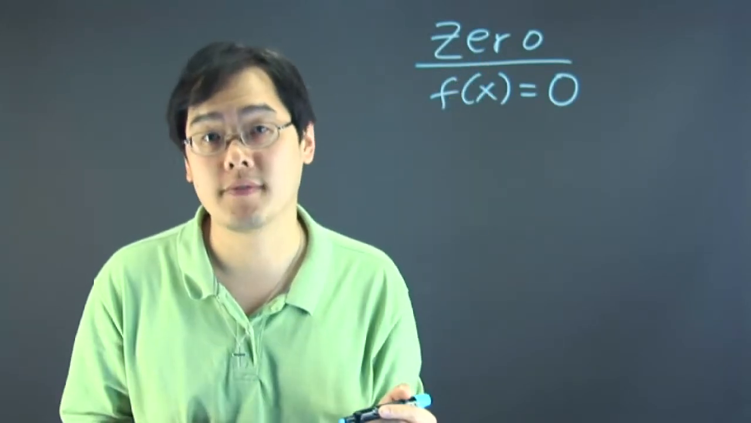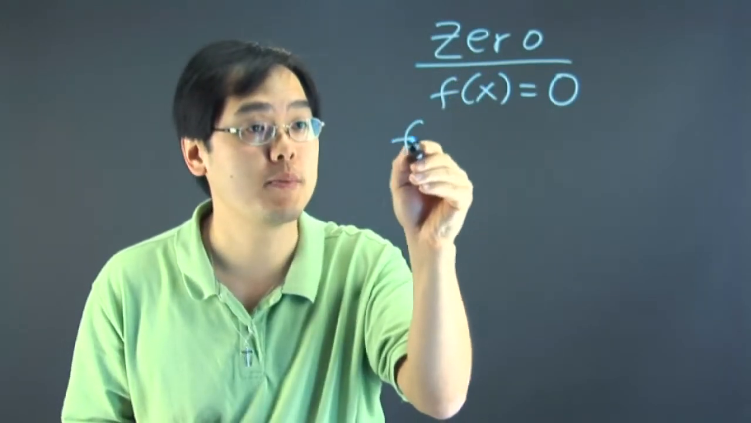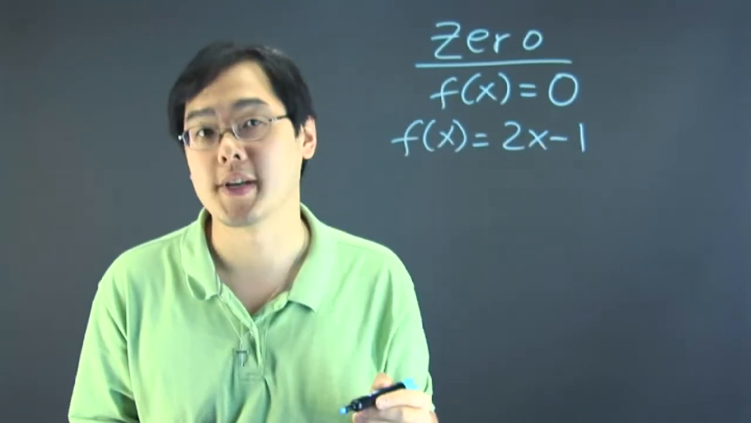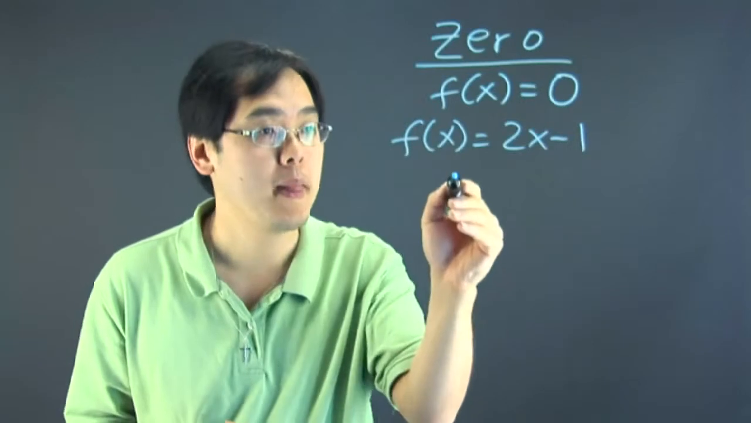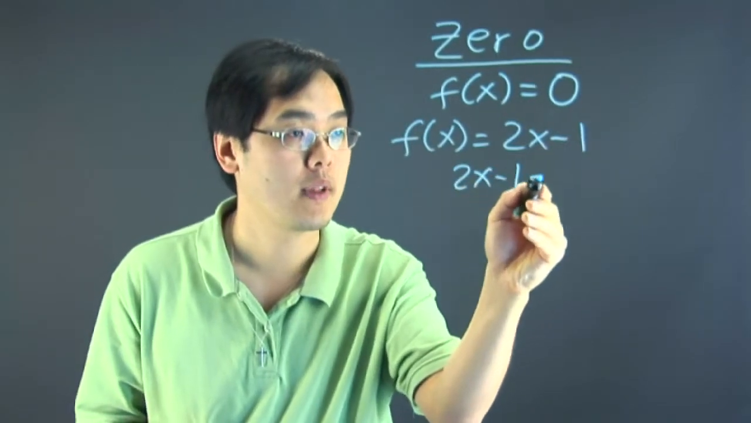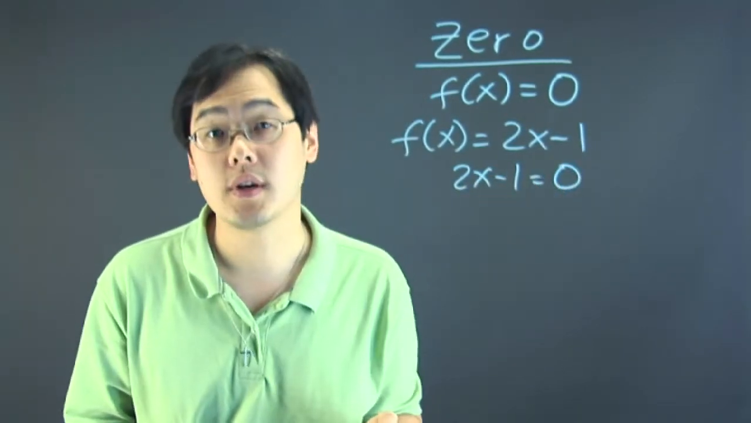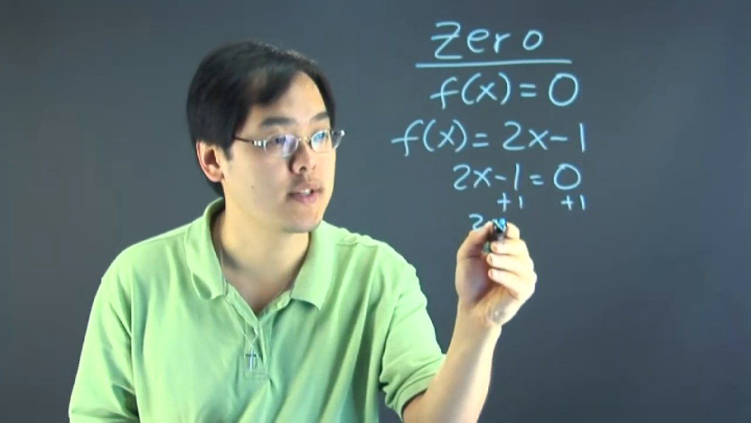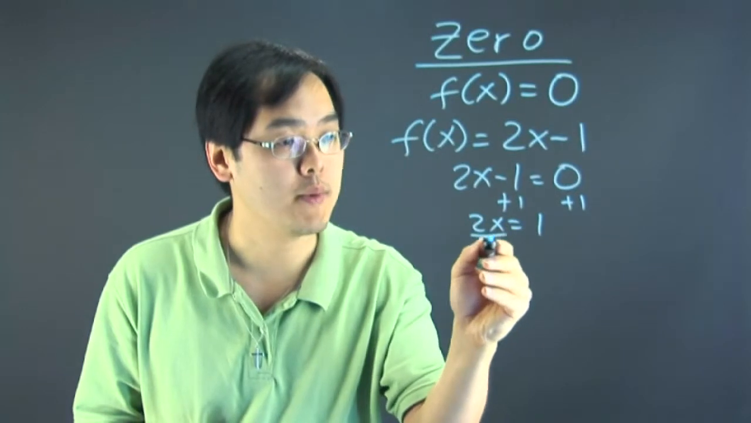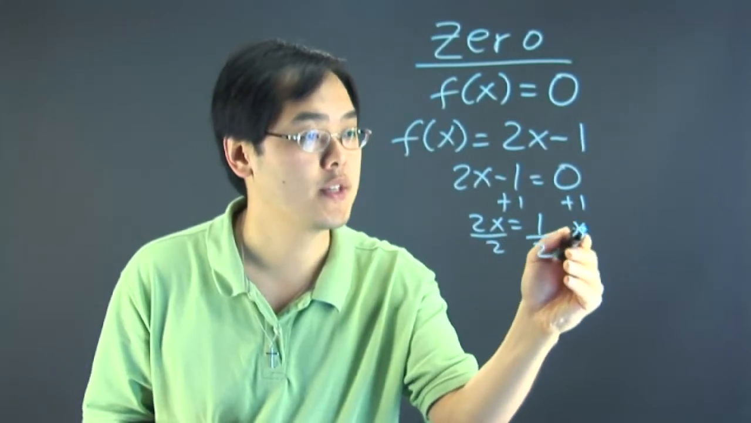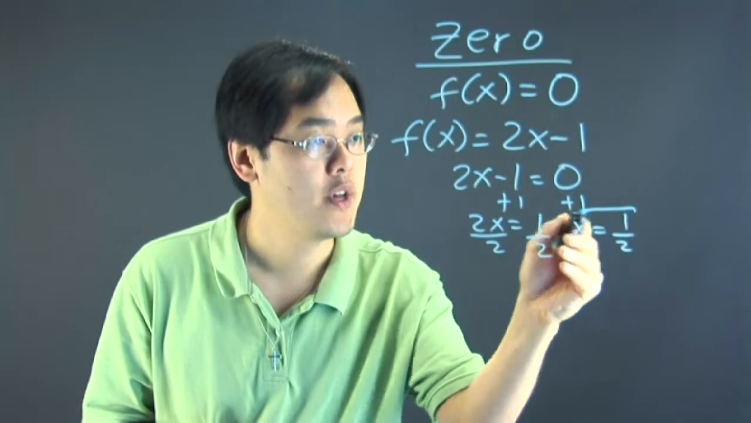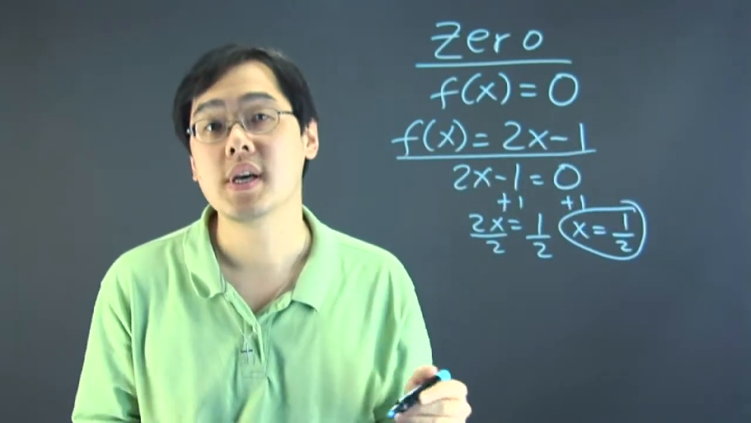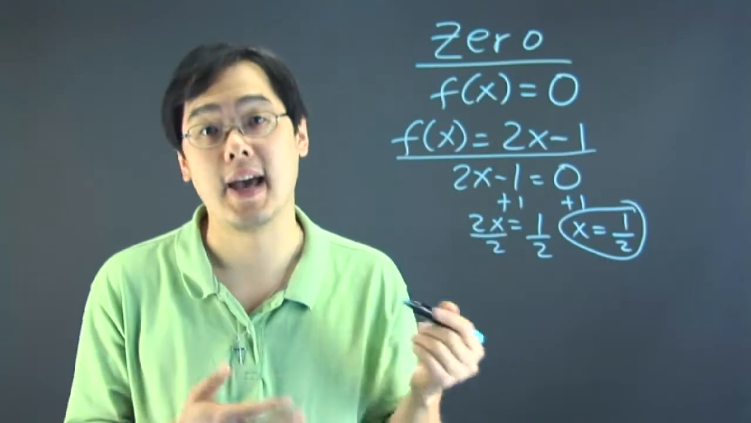So let's work a couple of examples and we'll go from there. Suppose you have a function, let's say f of x is equal to 2x minus 1. To find the zeros of that, you simply set it equal to 0 and solve. In this case, you add 1 to both sides, so you have 2x is equal to 1, and divide both sides by 2. You have x equals 1/2. So that means the zero of this particular function is 1/2. In other words, it touches the x-axis at 1/2.